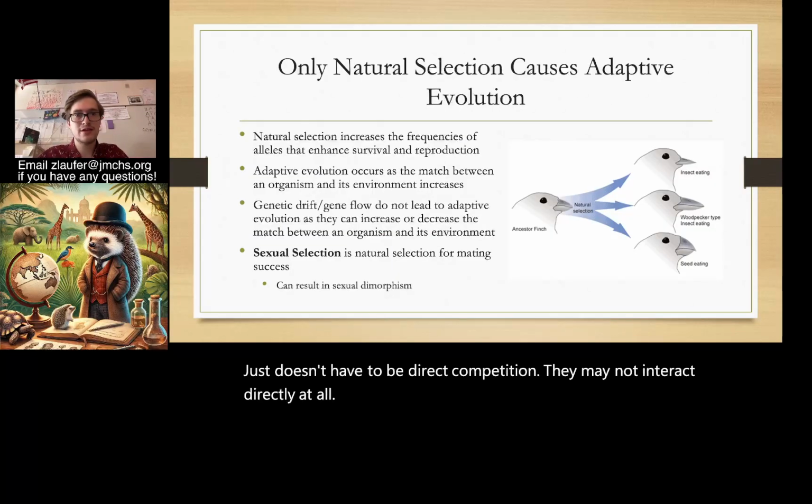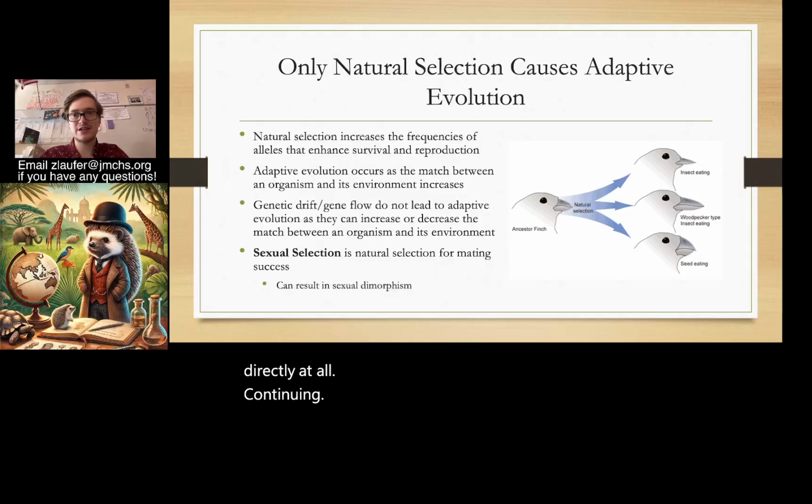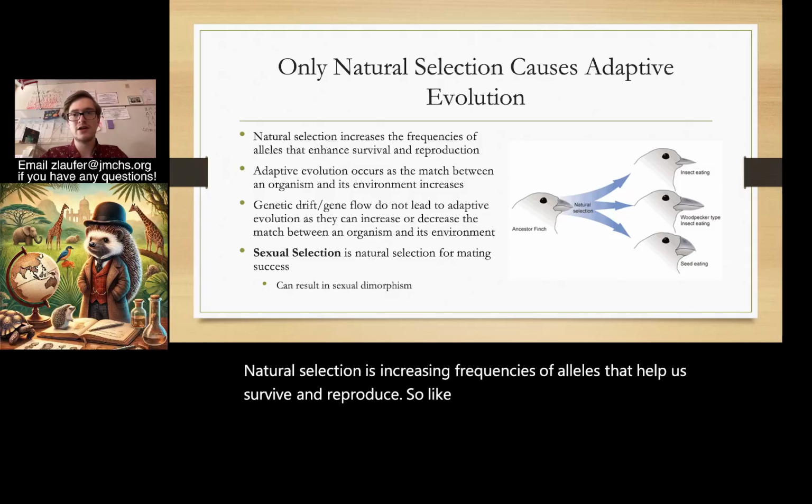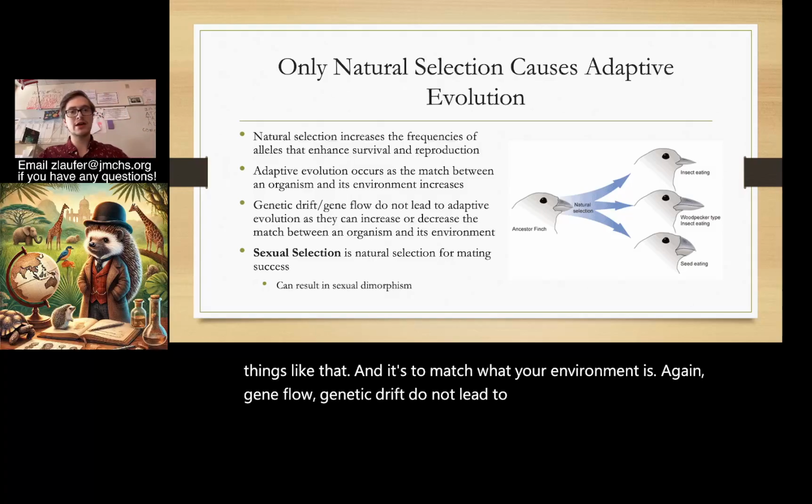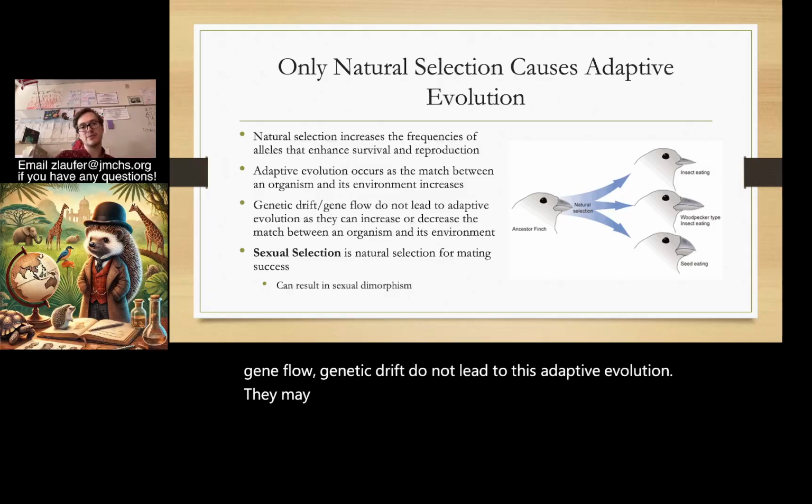Continuing, natural selection is increasing frequencies of alleles that help us survive and reproduce, so like getting food, hiding from predators, things like that. And it's to match what your environment is. Again, gene flow and genetic drift do not lead to this adaptive evolution. They may actually make you less adapted to your environment.